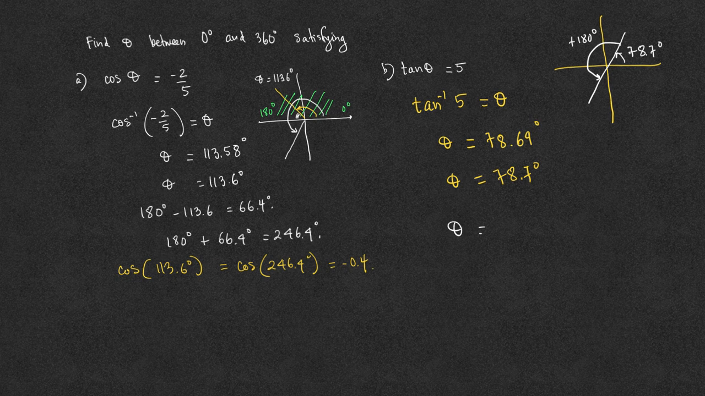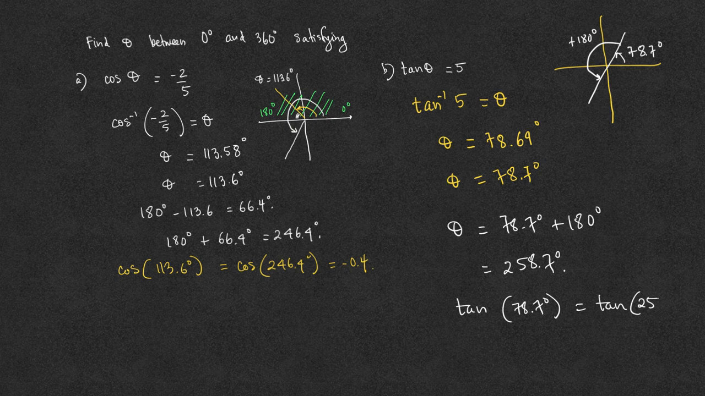The second angle is 78.7 degrees plus 180 degrees, which is 258.7 degrees. We can check that tangent of 78.7 degrees equals tangent of 258.7 degrees, and both of these are equal to almost 5. And again, we won't get exactly 5 because we rounded the numbers here.